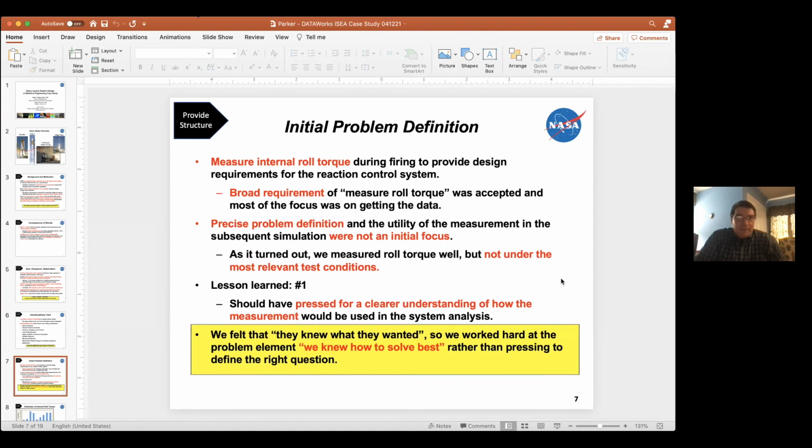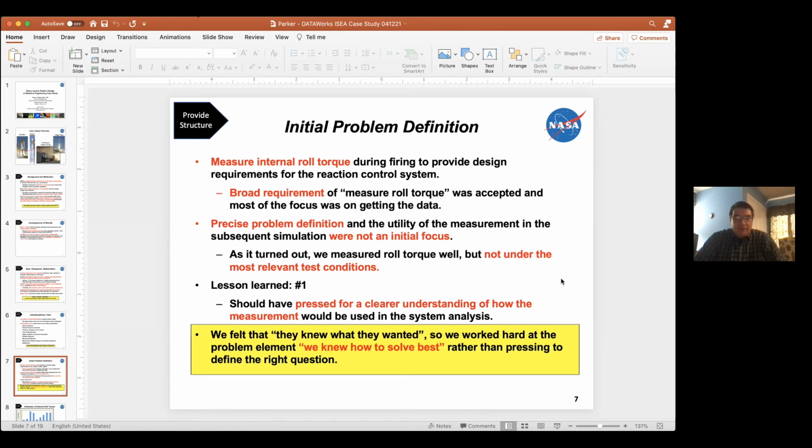The initial problem was to measure this internal roll torque, and that sounds simple enough, but I think many of you would agree that such a simple question probably has a lot of details, and it was too broad. We accepted it, and we put most of our focus on getting the data. The precise problem definition of exactly how that measurement was going to be used in subsequent modeling and simulation was not an initial focus. And so it turned out we did measure roll torque well, but we didn't do it under the most relevant conditions.